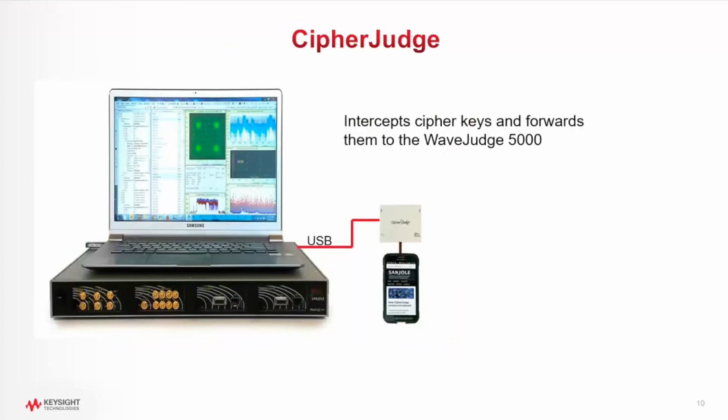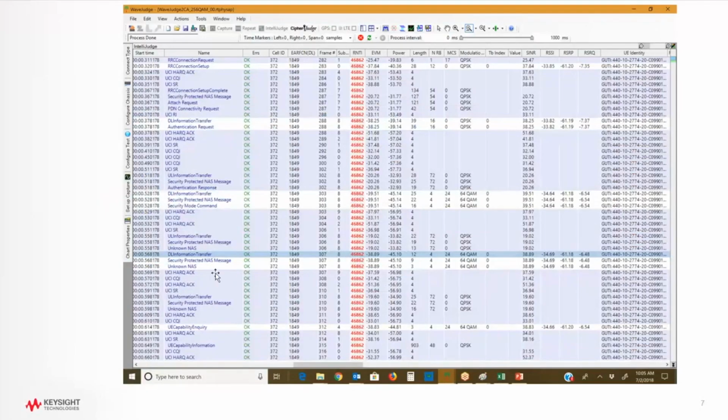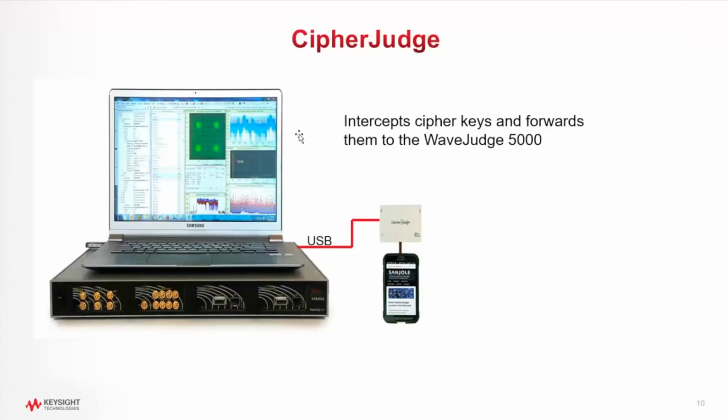One last application I'll mention before I switch over to the GUI is that when the WaveJudge is decoding the protocol side, we can even support the decode of ciphered messages. This is very important, especially in some of the defense applications we work with today. What that means is whenever the message is ciphered, we have a capability to capture the cipher key and decode that message to give you the protocol analysis for those ciphered messages. And that product is called the Cipher Judge.